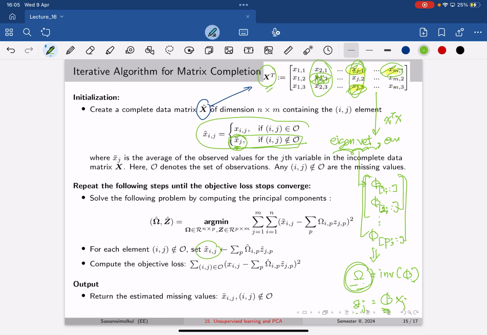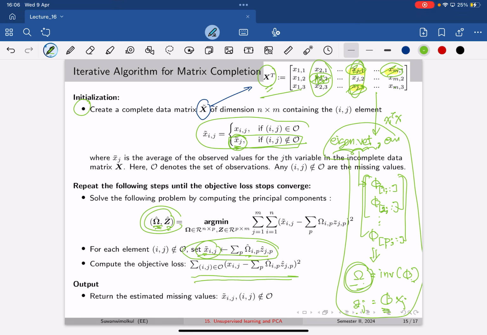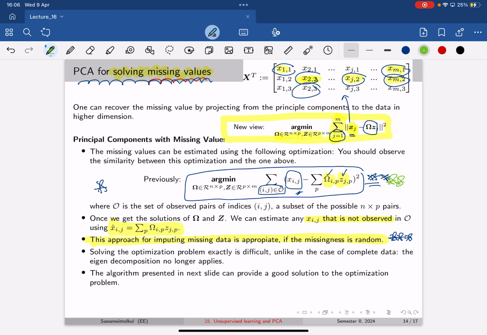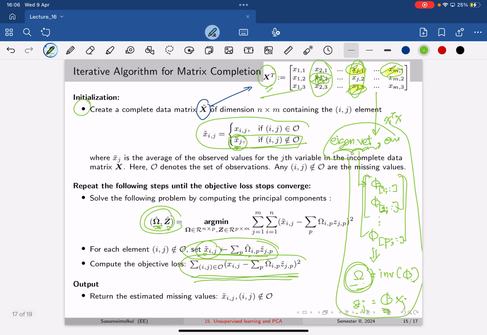And as you can see here, if you look at the algorithm, they first initialize that X matrix like that. After that, they compute for omega and Z using the eigenvector and pseudo-inverse. Then you get this omega and Z. After you get omega and Z, you can compute the missing value using the matrix vector projection. Once you have this projection, you can then compute the original objective loss, which is the loss function of this optimization problem. And then you can verify whether or not this loss is reduced from the previous iteration or from your starting point.